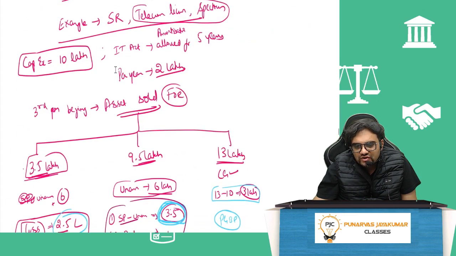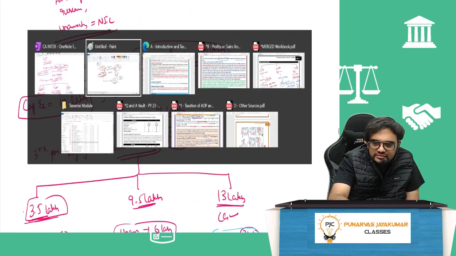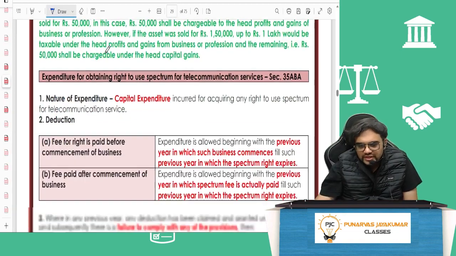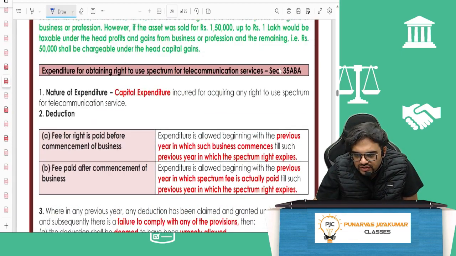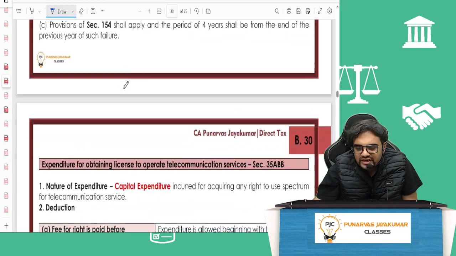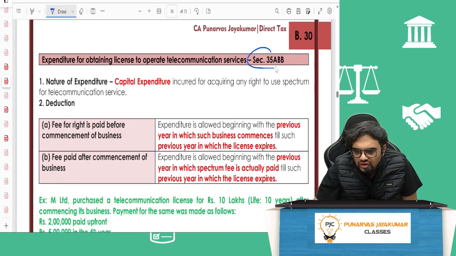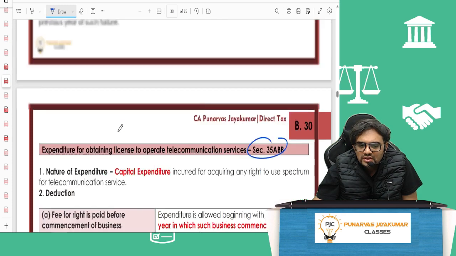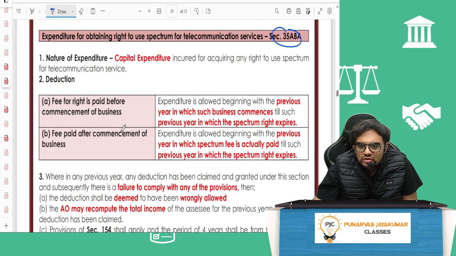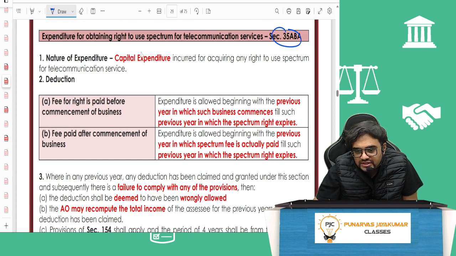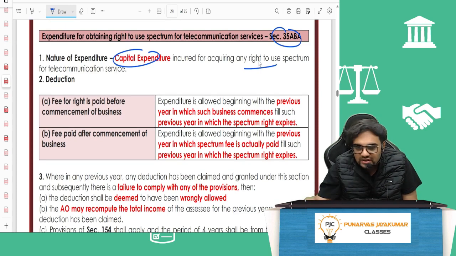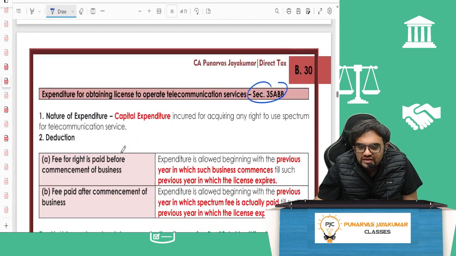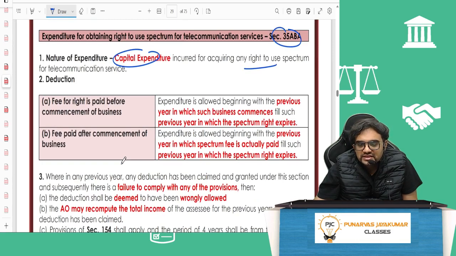So, the selling of an asset, right? Here, next what they'll ask is whether it is your telecommunication license under 35ABA or the operation of a telecom license under 35ABB. They will ask you what is the nature of expenditure. It should be a capital expenditure incurred for taking a right under 35ABA. Under 35ABB also, capital expenditure for acquiring the telecom license and services.